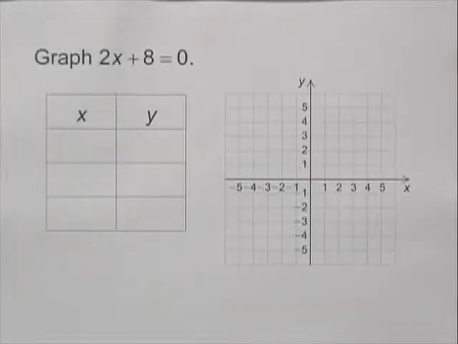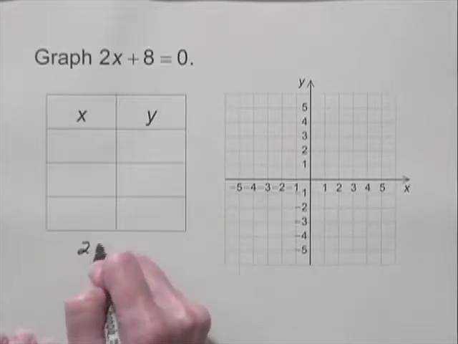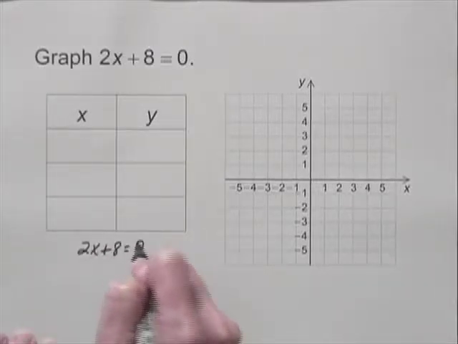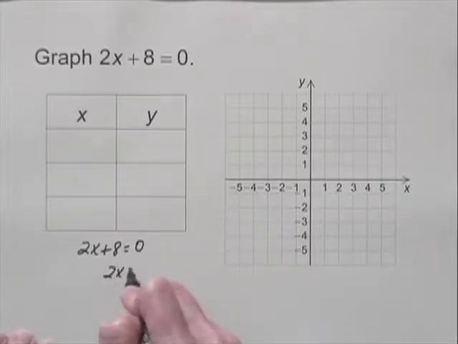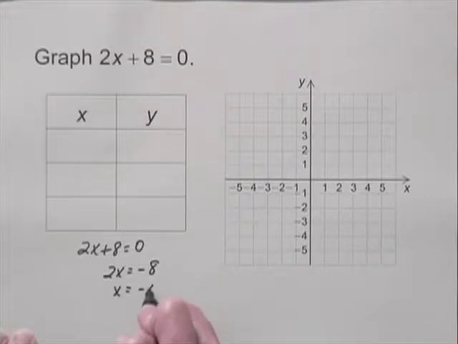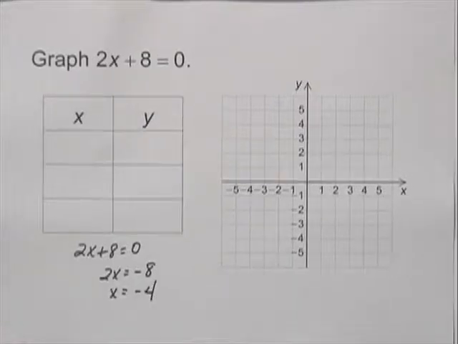Graph 2x plus 8 equals 0. Well, first of all, let's solve this equation for x. I'll subtract 8 on both sides, and then divide by 2 on both sides. So an equivalent equation is the equation x equals -4.